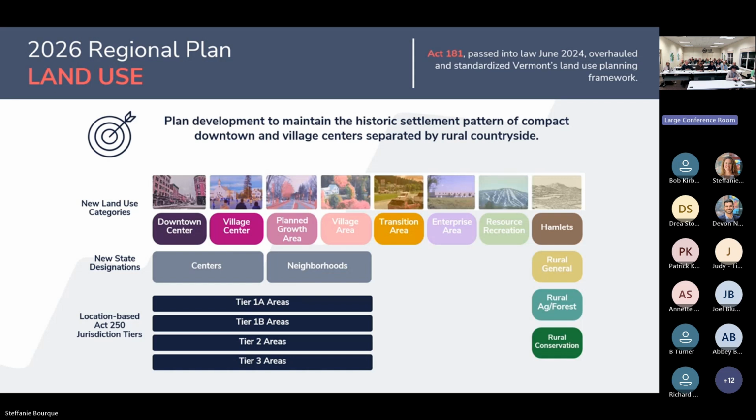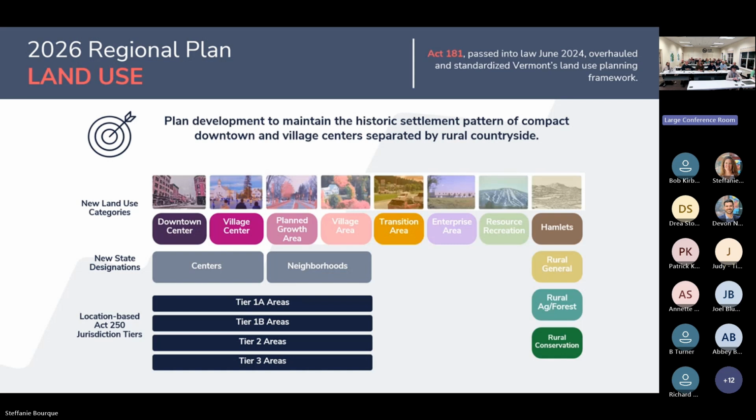Those areas reflected on the regional future land use map will now be considered centers and receive center designation benefits. And then planned growth areas and village areas will be designated as neighborhoods and will receive neighborhood designation benefits. Act 181 also laid out location-based Act 250 jurisdiction tiers, the Tier 1, the Tier 2, and the Tier 3 areas.